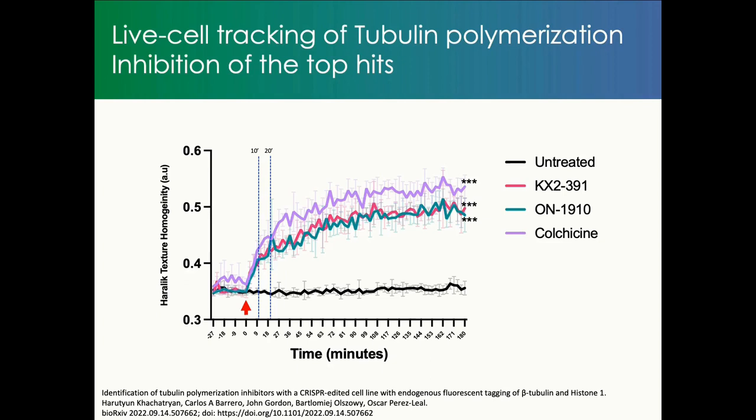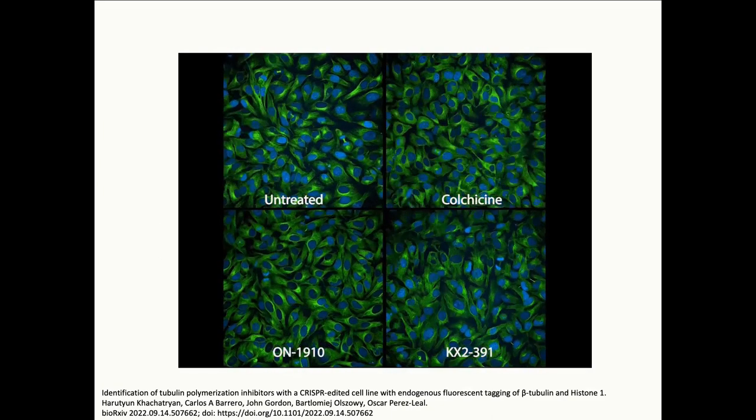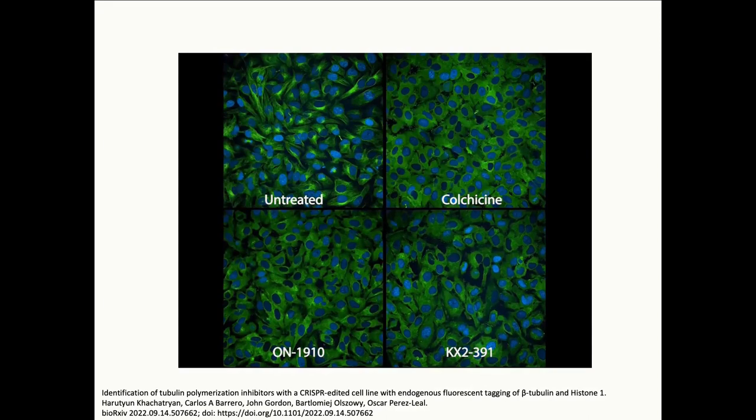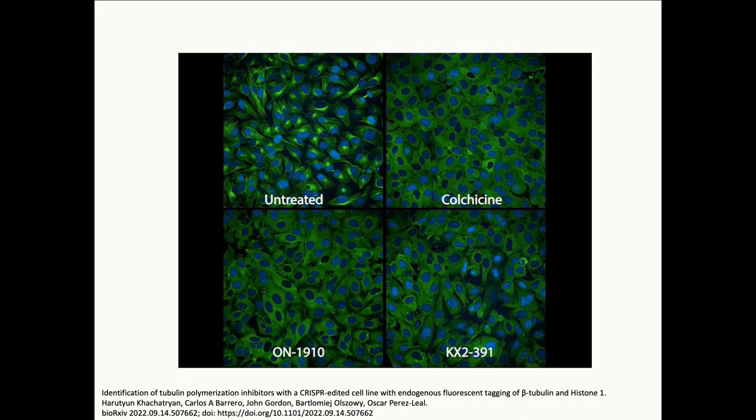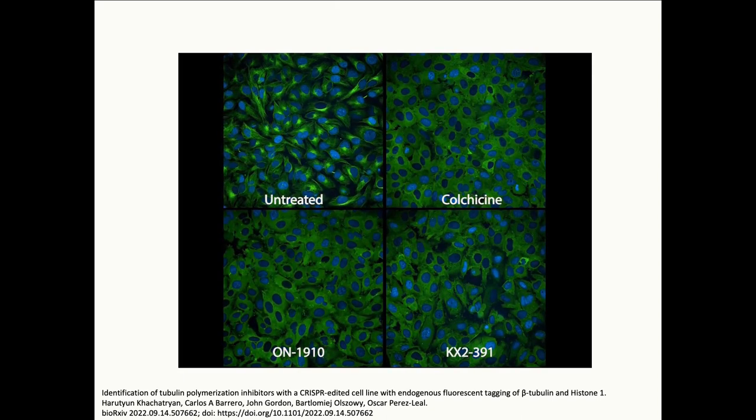So this tubulin polymerization process occurs really rapidly, and we can detect this really rapidly because we have these live cells that allow us to evaluate this immediately without having to do any staining. We can also put these images in a video, and you can see for yourself how the compounds immediately remove the normal tubulin microtubule pattern in the cytoplasm of these cells. So these compounds are indeed tubulin polymerization inhibitors.